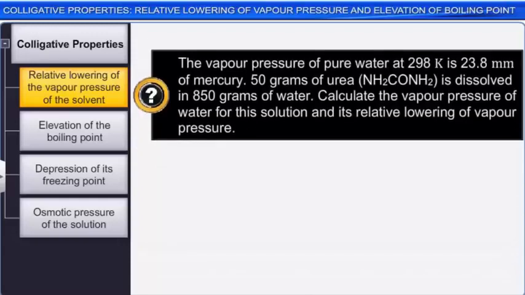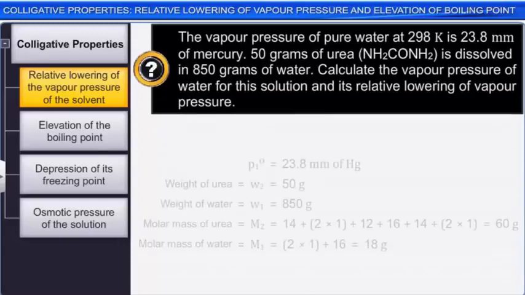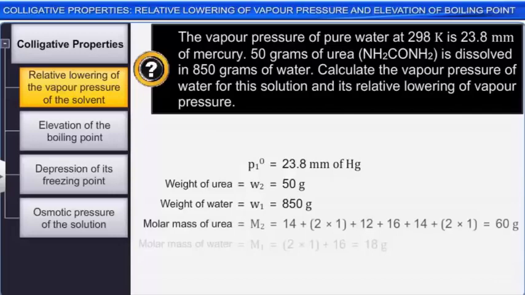The first step is to list the given variables. P1 naught is equal to 23.8 mm. Weight of urea, W2, is equal to 50 grams. Weight of water, W1, equal to 850 grams. Molar mass of urea, M2, is equal to 60 grams. Molar mass of water is equal to 18 grams.